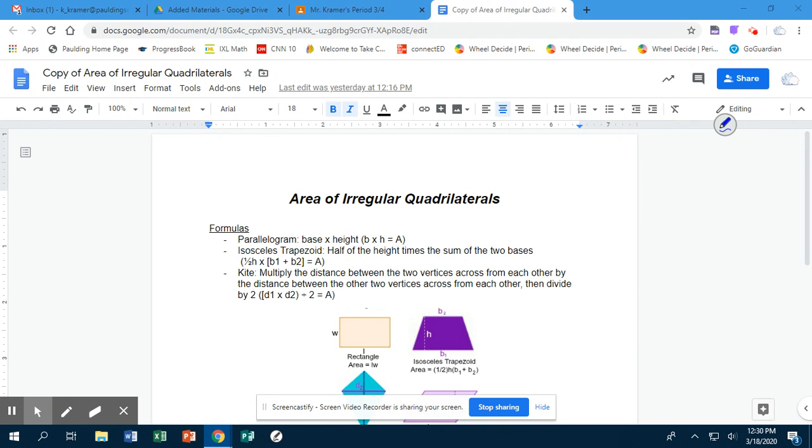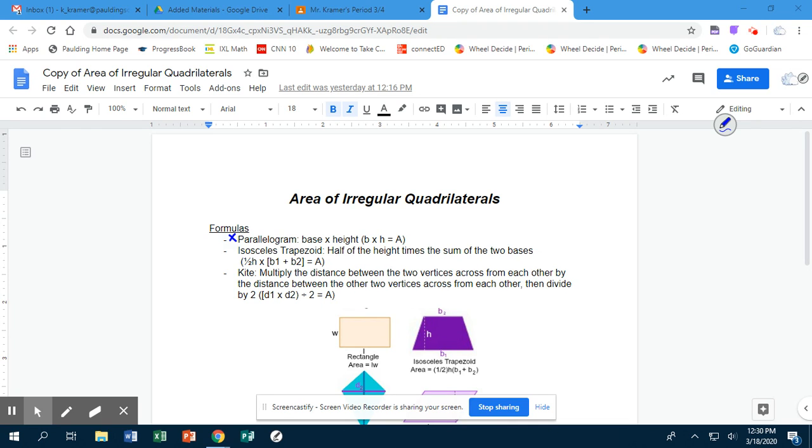All right, so today we are on day 3. We are working on the area of irregular quadrilaterals. So, just like I did yesterday, I gave you guys all the formulas you're going to need. These ones are just a little more complex than the ones from yesterday. So, parallelogram is kind of the same as a square and rectangle. It's just base times height, and we'll talk about that when we get there.